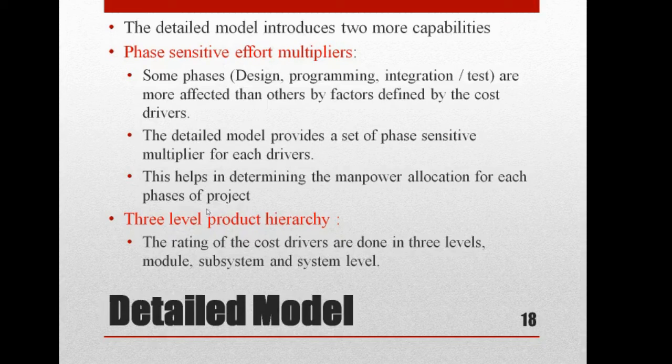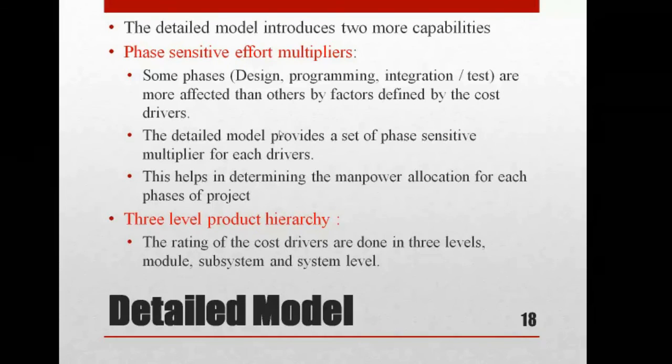And then the 3-level product hierarchy, that is module, subsystem, and system level. So the cost driver is also applied at module level, subsystem level, and system level, right? So the detailed model introduces two more capabilities: phase sensitive effort multipliers and the 3-level product hierarchy. Based on this, they calculate the cost.